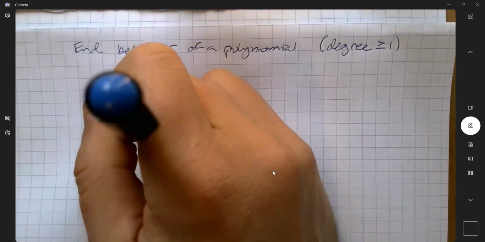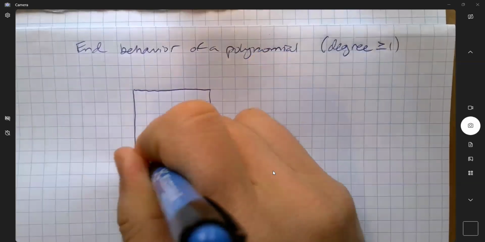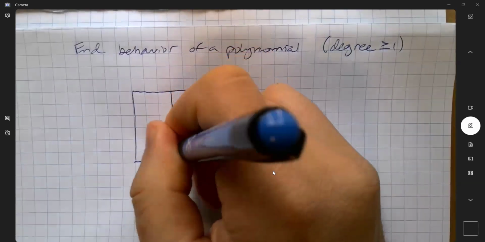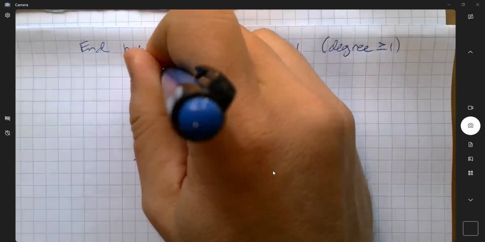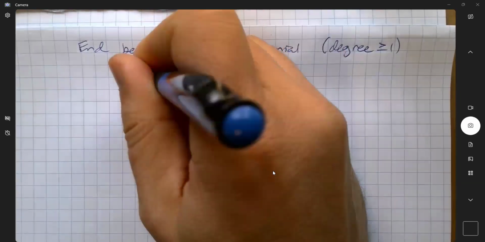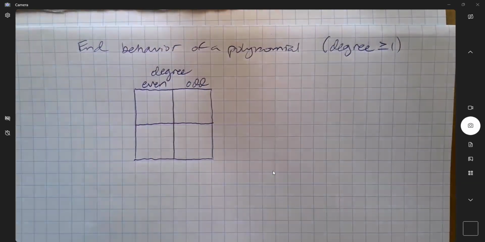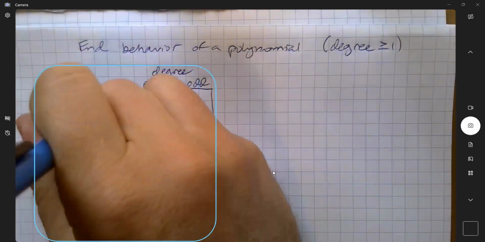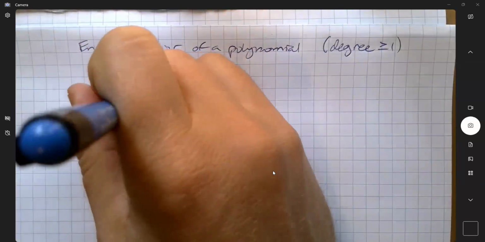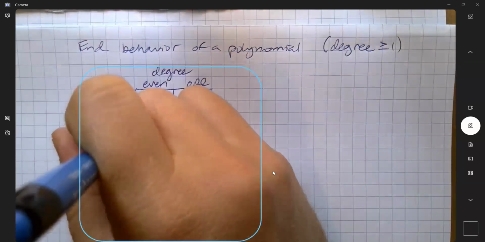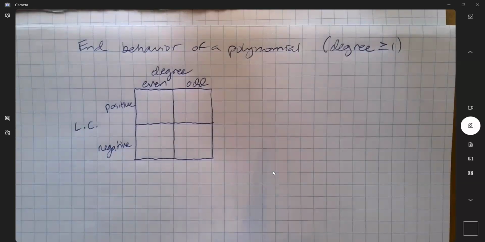So the easiest way to think about it, I think, is to make yourself a little square. I like to use boxes in math. And then think about your degree. There are 2 options for a degree: it could be even or it could be odd. And then think about your leading coefficient. There are 2 options we care about: it could be positive or it could be negative.